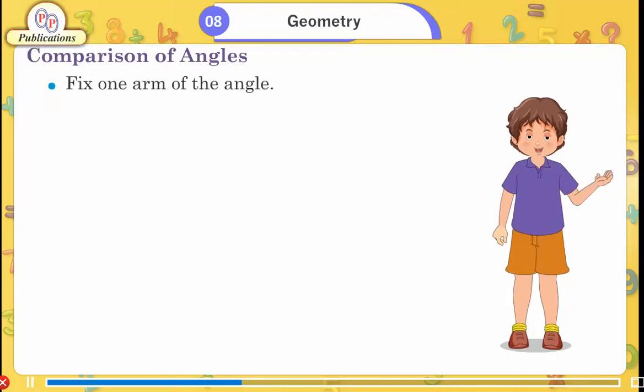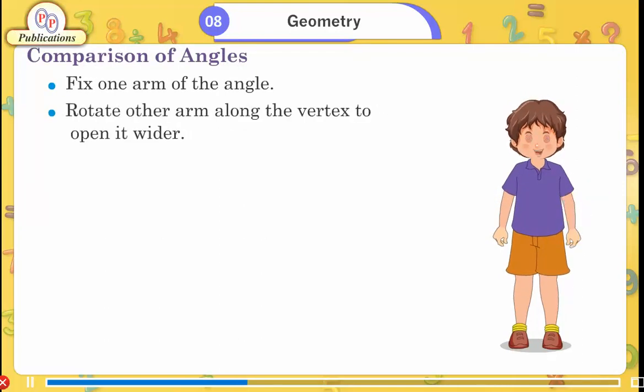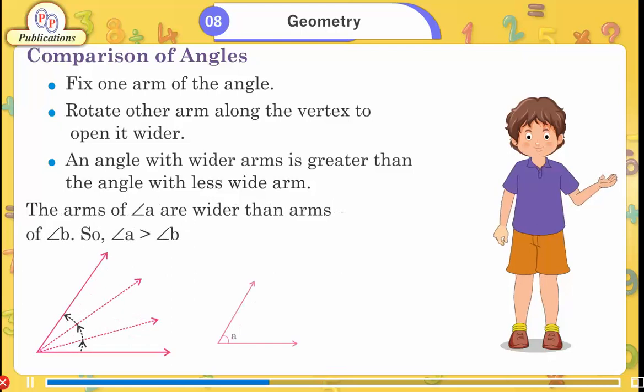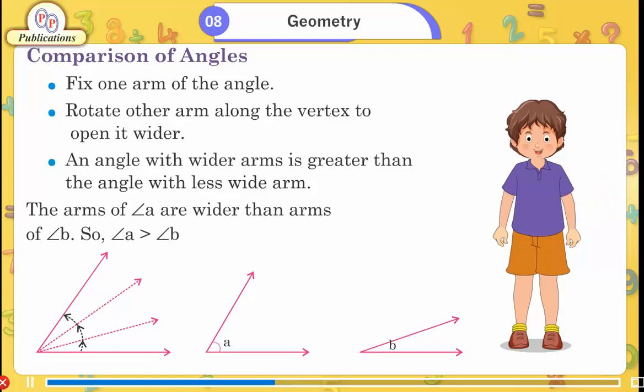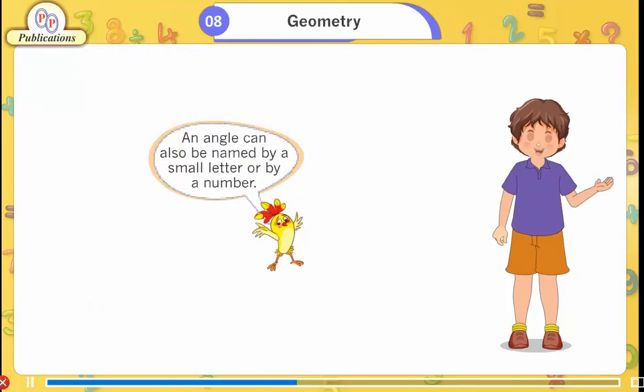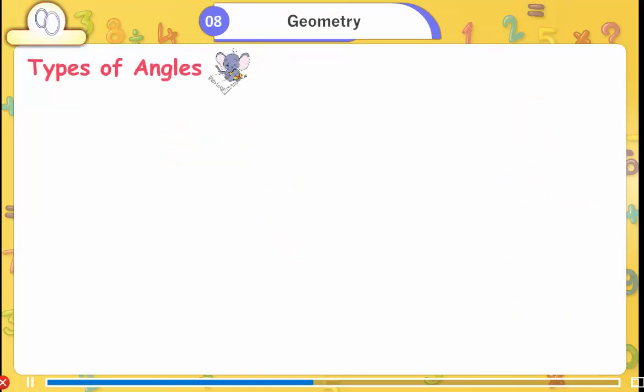Comparison of angles. Fix one arm of the angle. Rotate the other arm along the vertex to open it wider. An angle with wider arms is greater than the angle with less wide arms. The arms of angle A are wider than the arms of angle B. So, angle A is greater than angle B. An angle can also be named by a small letter or by a number. Angle A, angle B.